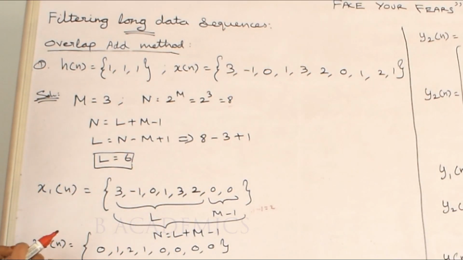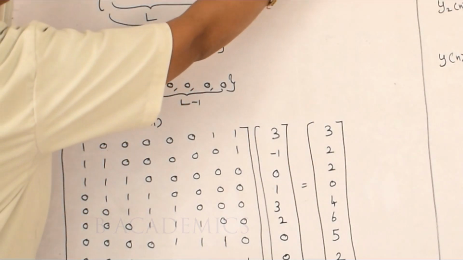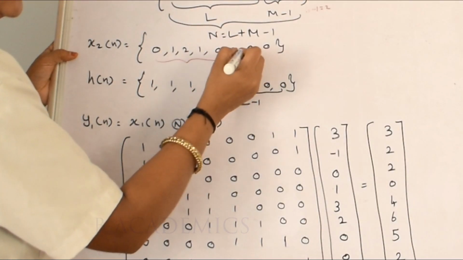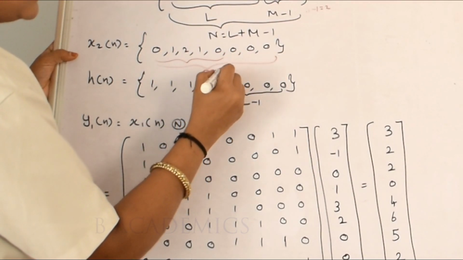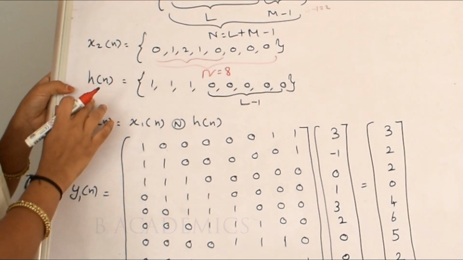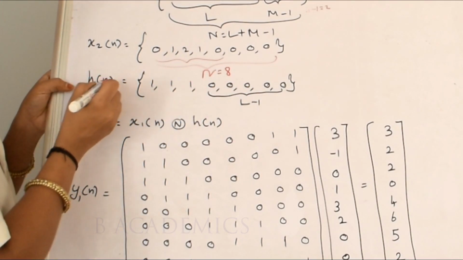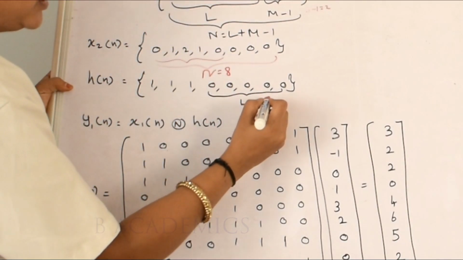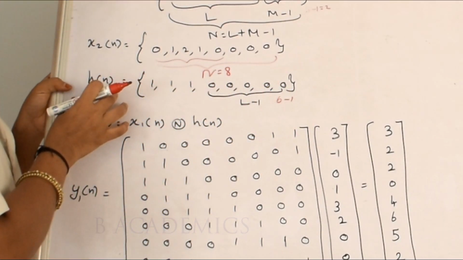That's it. In the second sequence, same way, first L data should be taken from the input given. x2 of n is equal to 0, 1, 2, 1. Here we have only 4 data. For the remaining 2 data we are adding 2 more zeros in order to make the length equal to 8. In the next step you are going to add L minus 1 zeros to the impulse response. So h of n is equal to 1, 1, 1, which is given in your question itself, and I am adding L minus 1 zeros: 6 minus 1, 5. So 5 zeros at the impulse sequence.